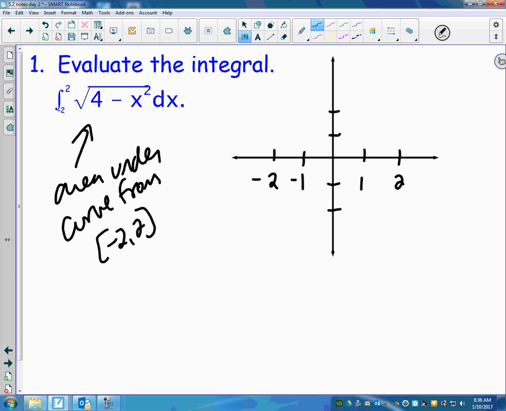Did you graph this yet while I was rambling on? What do I get when I plug negative 2 in there? 0, because 4 minus 4. What do I get when I plug positive 2 in there? What do I get when I plug 0 in there? Square root of 4. And if I plug 1 in there, I'm going to get the square root of 3, which is like 1.7 something-ish. I'm not even going to graph that one.